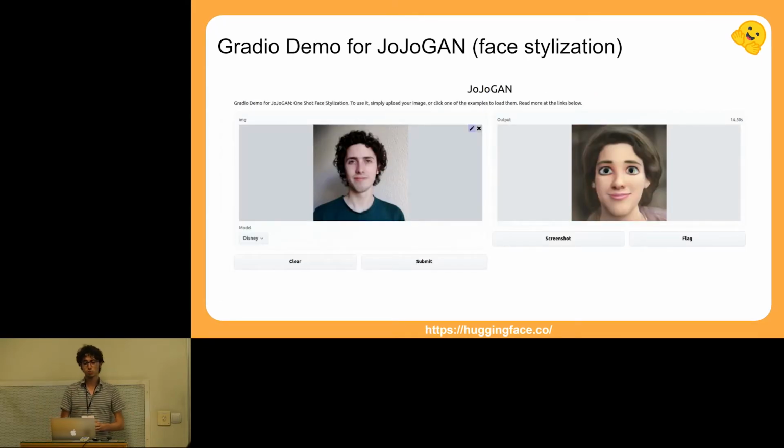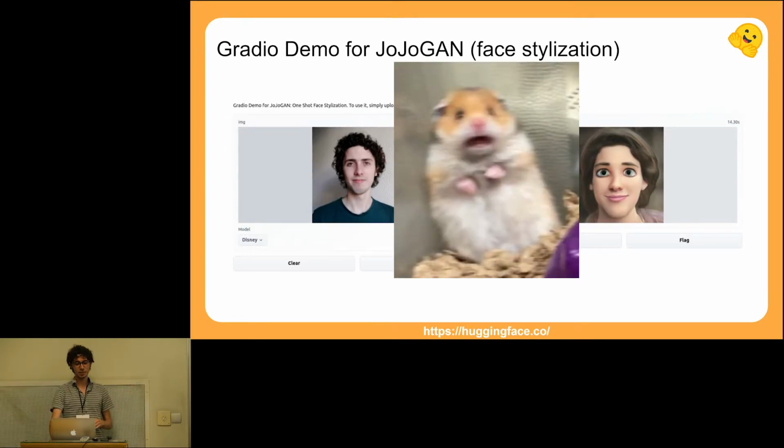And the second one was using JoJoGAN, which is face stylization. So I put a picture of myself. I told the model that I want to be Disney style, and then that's the output for myself. It's not very nice. So maybe you're seeing this and you might be thinking, okay, that looks too complex. I don't want to learn this. I will need to learn a bunch of new tools to do this.